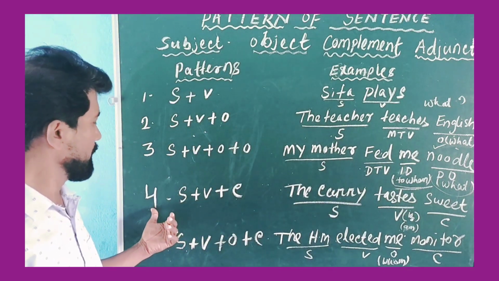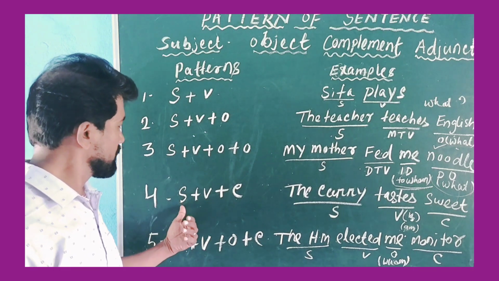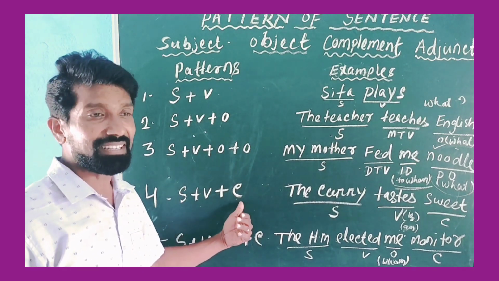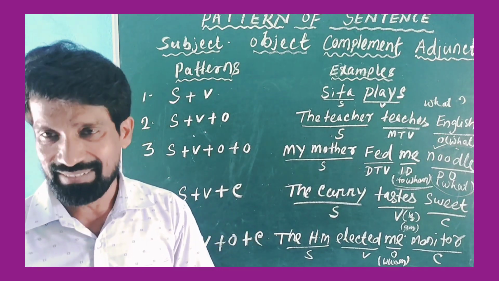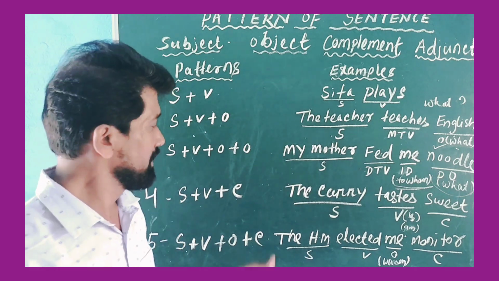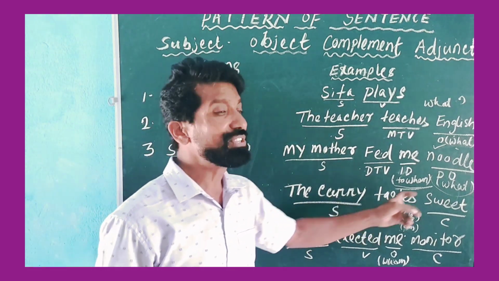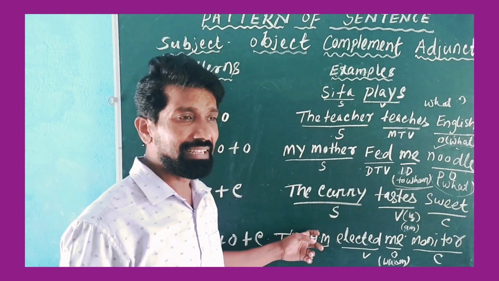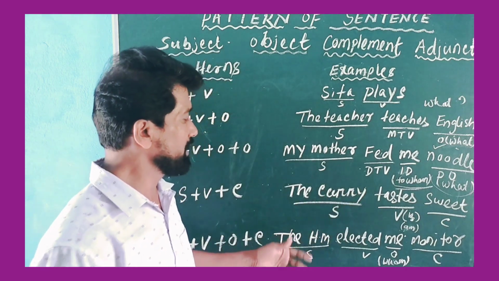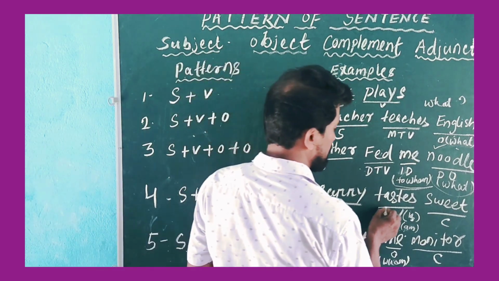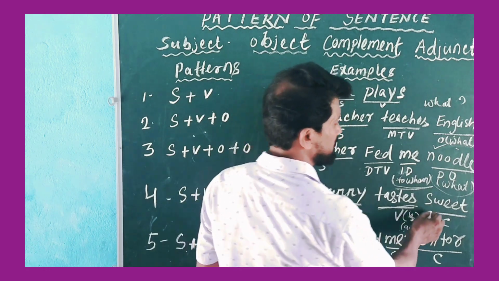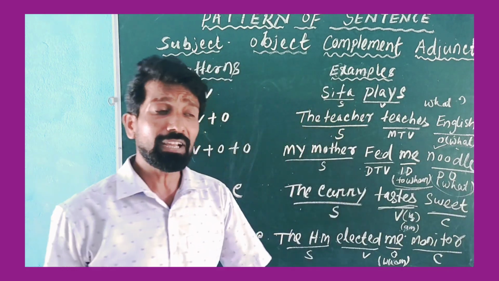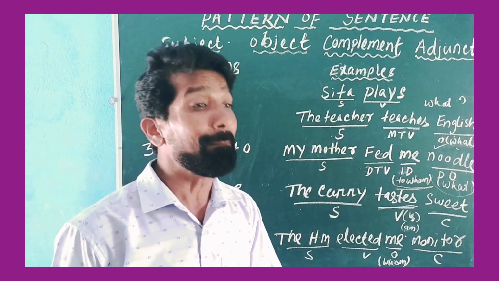Then next, pattern number 4: subject, verb and complement. How can we recognize complement? Here is an example. The curry tastes sweet. Here curry is subject. Taste is a verb. Sweet is a complement. Then you can ask me, sir, how can we know complement?